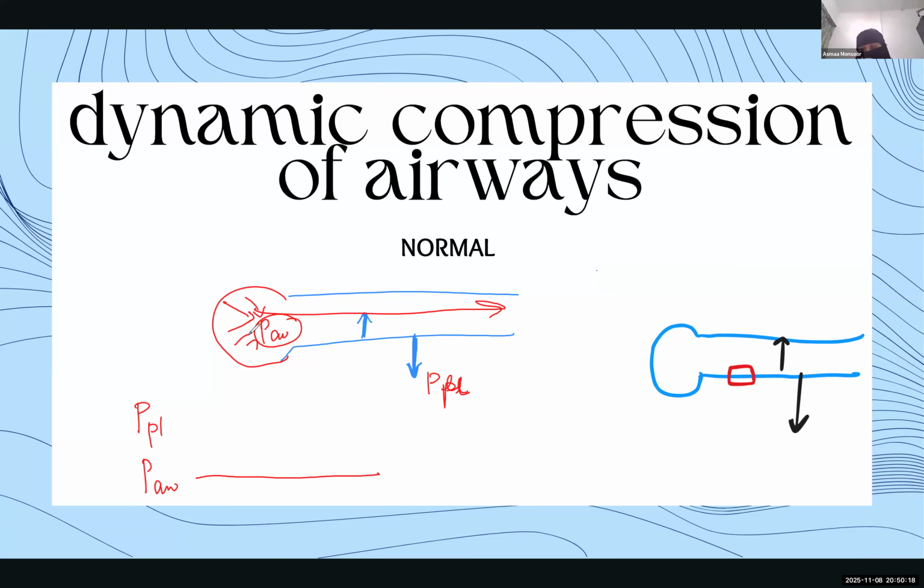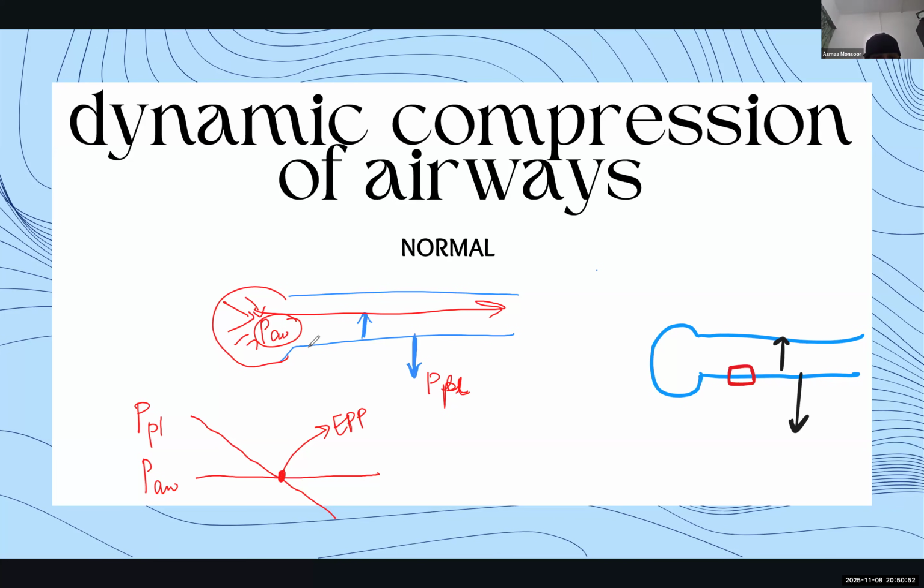All right. Now, in normal cases, the transmural pressure is such that you have a point called the equal pressure point. This is called the EPP, which is the equal pressure point. Now, this equal pressure point is the place where the pleural pressure and the alveolar pressure cancel each other. So the transmural pressure becomes zero. After that, the pleural pressure becomes really low.